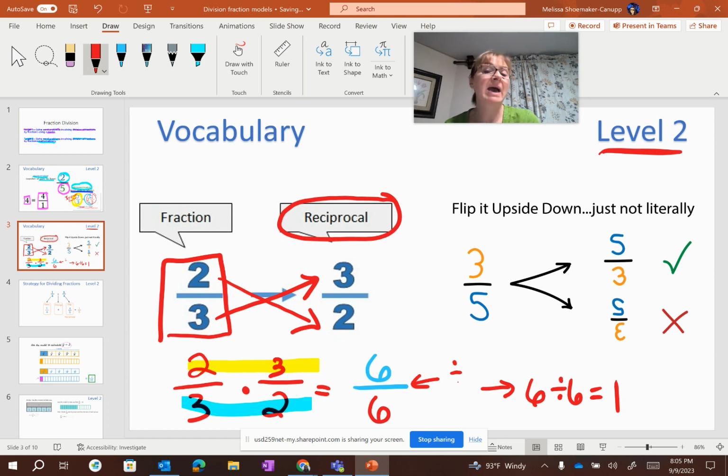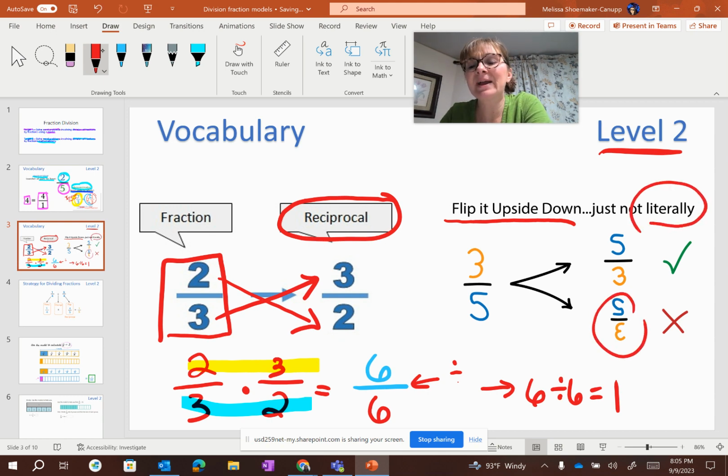That's kind of a mathematical rule that comes in handy later on when you're working with algebra and different things in high school. So it's good to remember that word reciprocal. As you can see here, just a fun way to remember is you flip it upside down. Not literally, because then the numbers are backwards, but their position. What used to be the numerator is the denominator. What used to be the denominator is now the numerator.